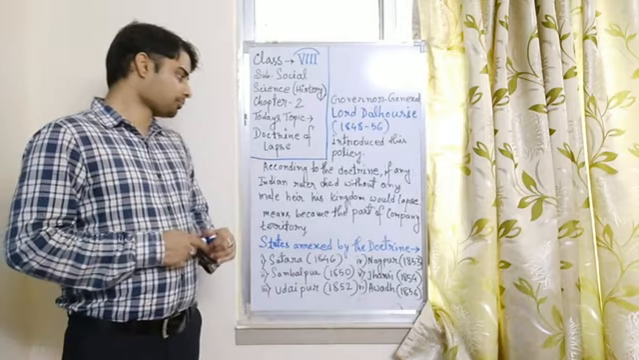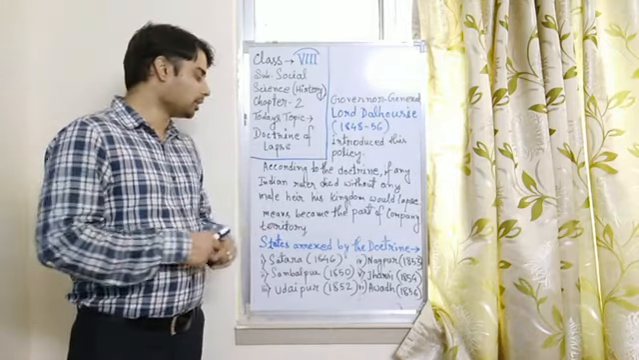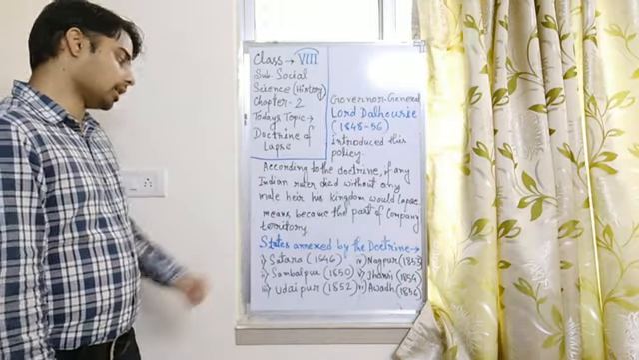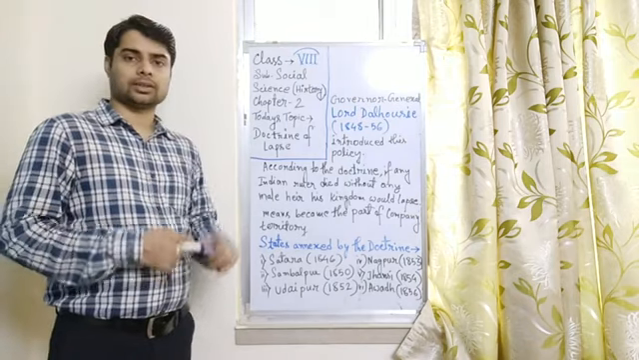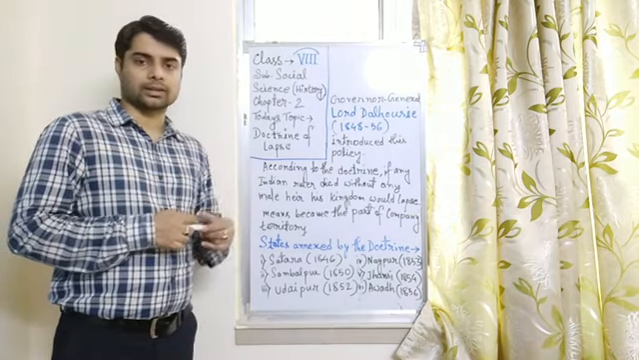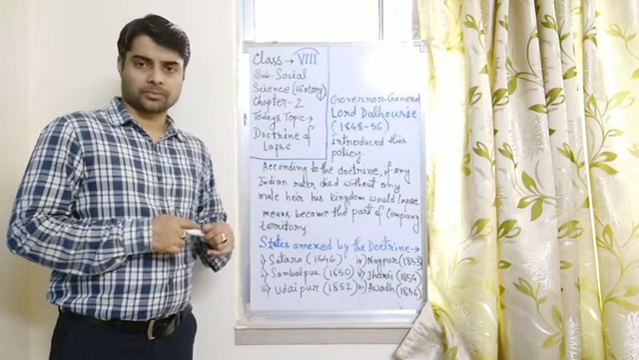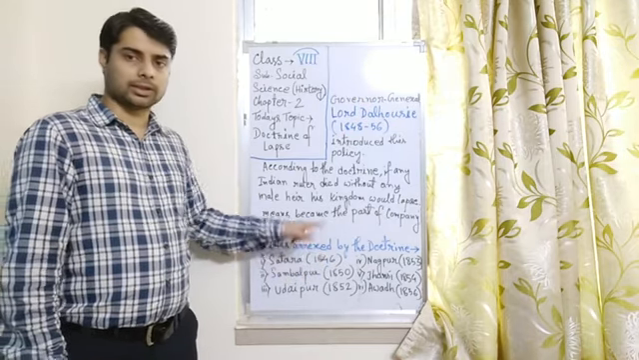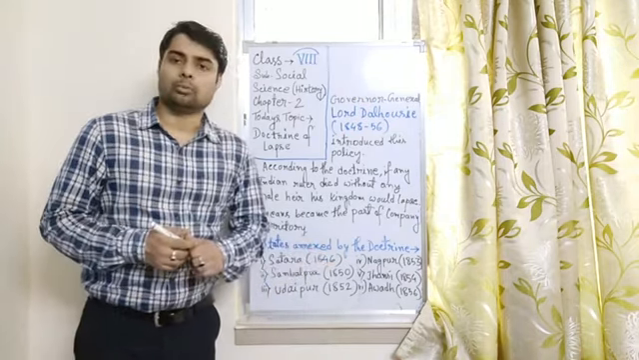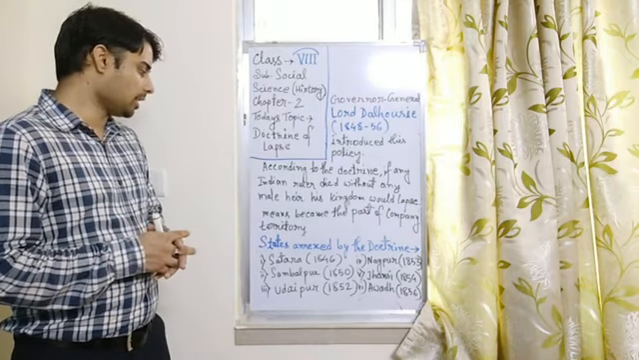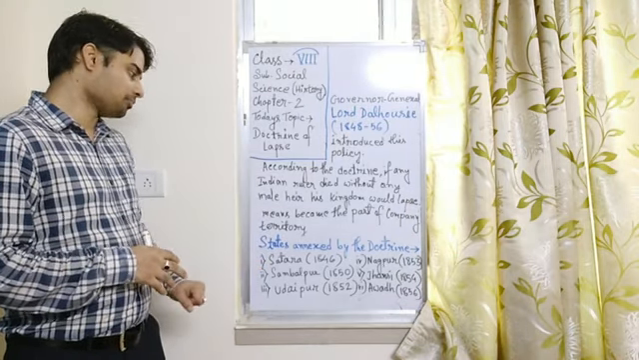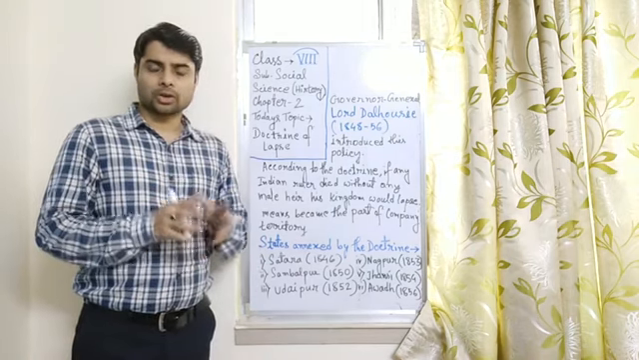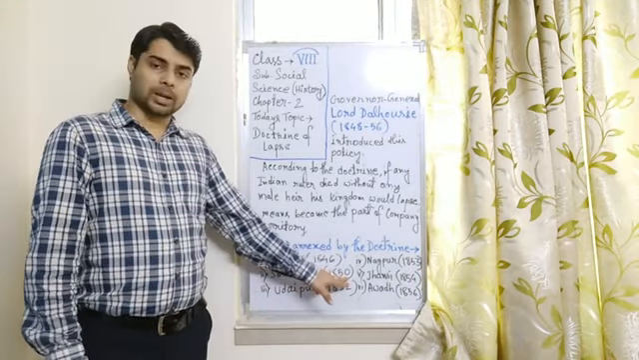Now, the states annexed by the British East India Company through this doctrine are, number one, Satara. Satara was a state situated in central Maharashtra. In 1846, the British East India Company annexed the state. Number two, Nagpur, which was annexed in 1853. Next one, Sambalpur, situated in Odisha. This state was annexed in 1850.